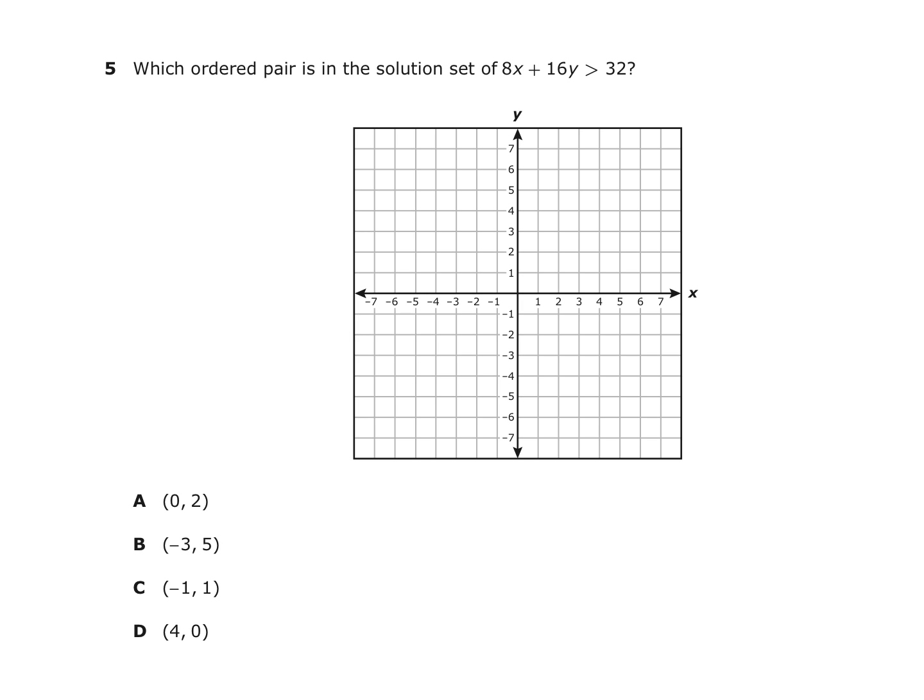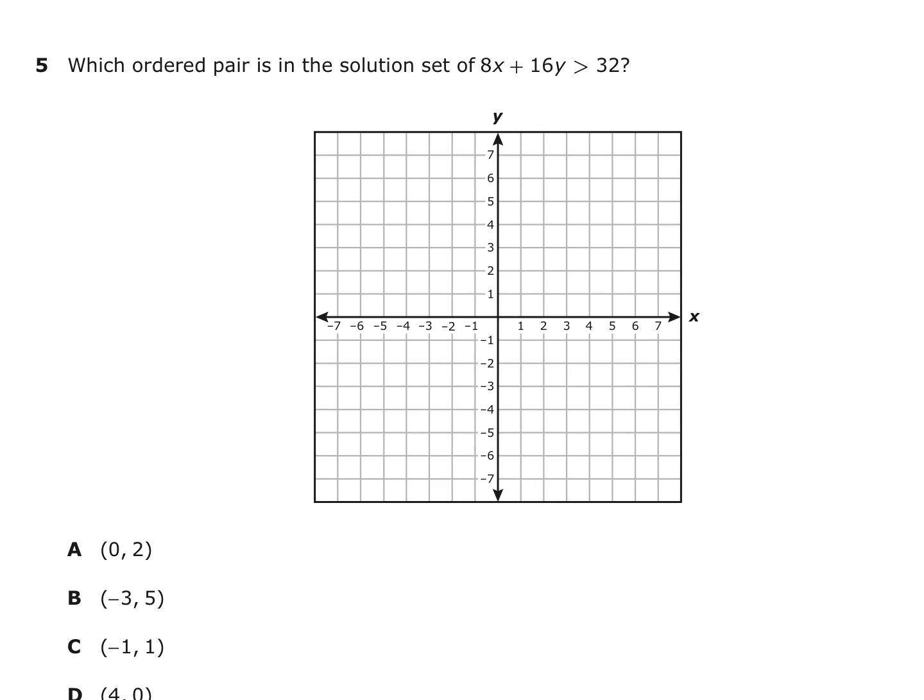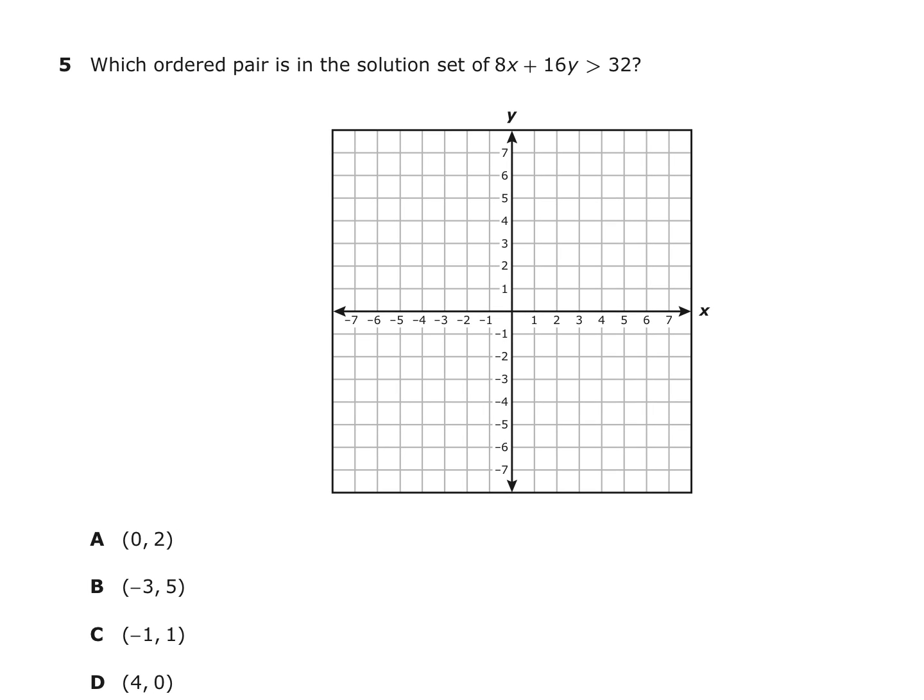Okay, problem number 5 says, which ordered pair is in the solution set of 8x plus 16y is greater than 32? Okay, well, one thing is maybe you could graph this on a calculator. What we'll do here in this problem is that we'll graph it on this grid that's given to us. And we'll say, okay, if y is 0, x is what? It looks like x is 4.